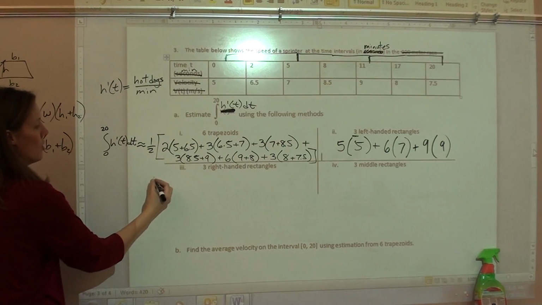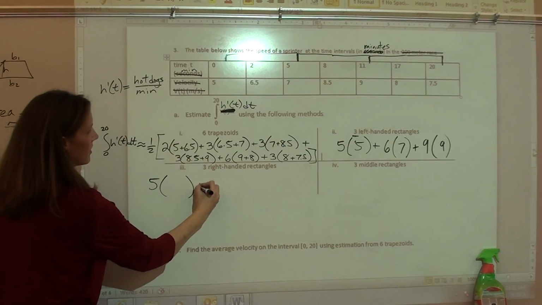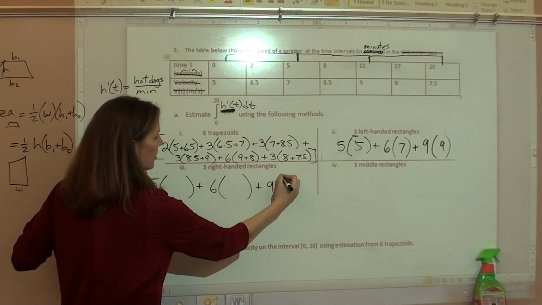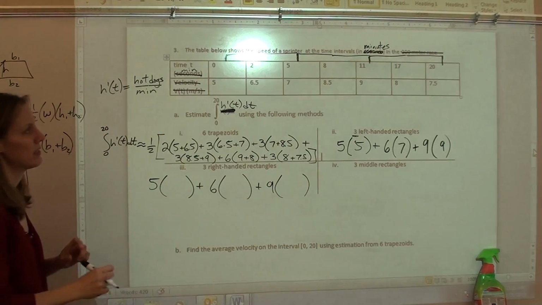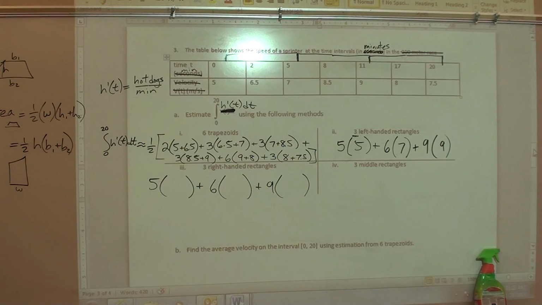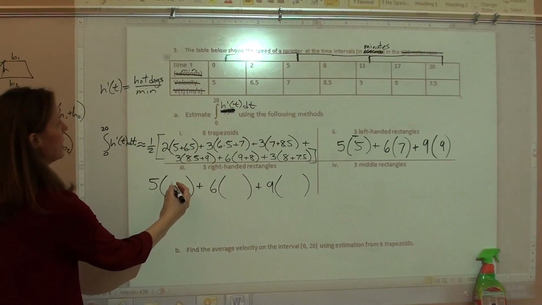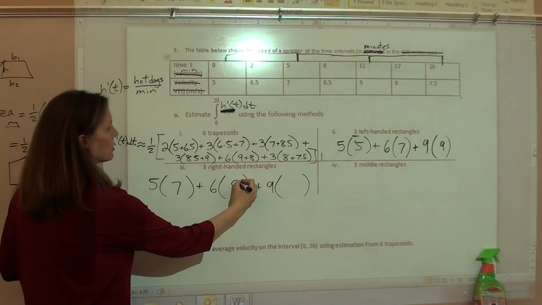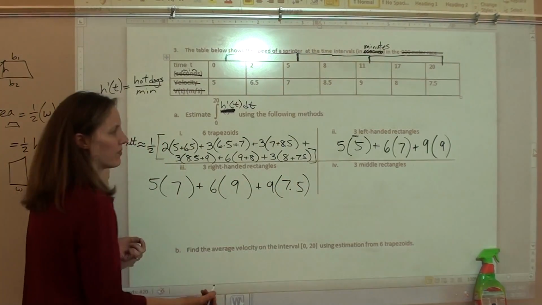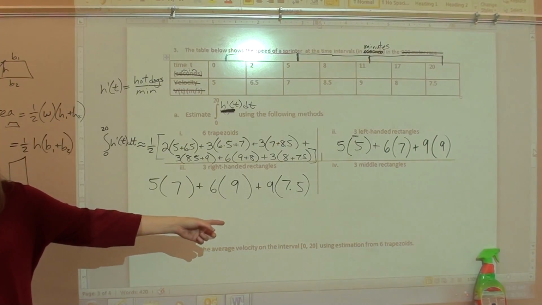Right-handed, the widths would all be the same. Everyone take a second and figure out the 3 heights that go in there if you were to do right-handed rectangles. Okay, so what's the first height? 7. What's the next height? 9. What's the last height? 7.5. Do you all understand where we're getting the numbers?